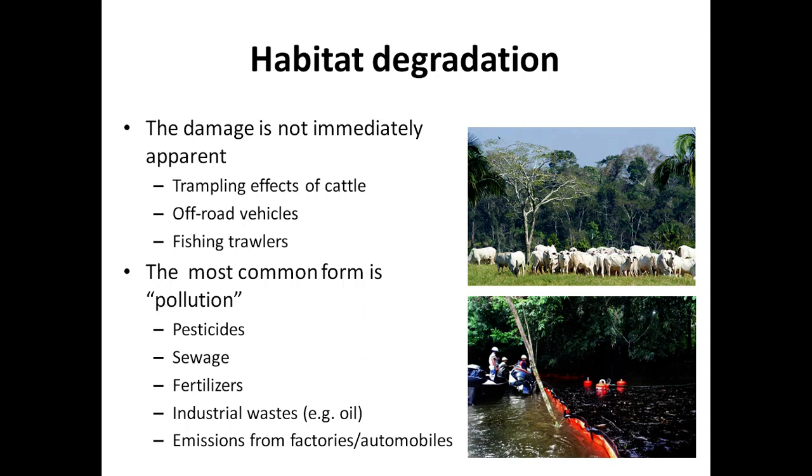And some common or very familiar forms of pollution are pesticides, sewage, fertilizers, and also oil. And we've been talking about oil spills. In this picture, it shows an oil spill, and they are trying to reduce the spread of the crude oil. But as you may learn, even slight concentrations of spilled oil can cause serious developmental issues.